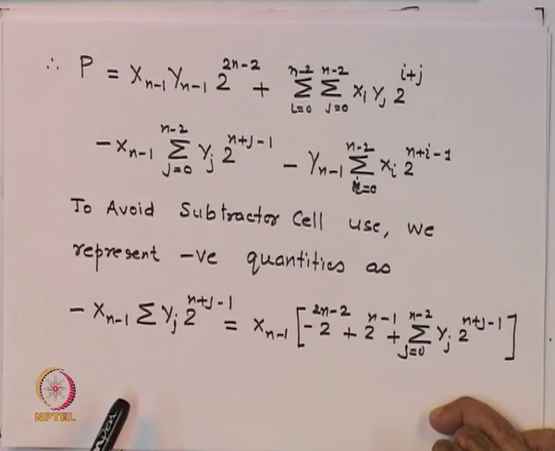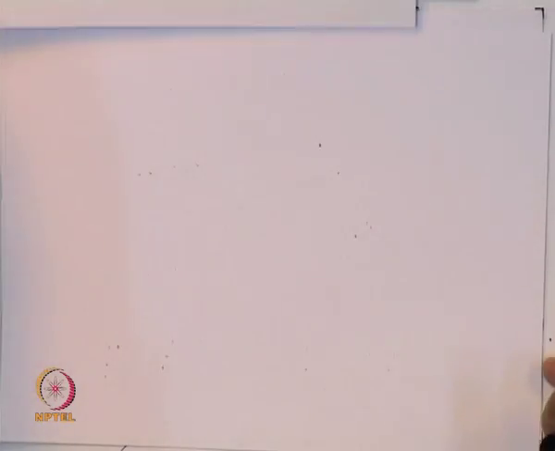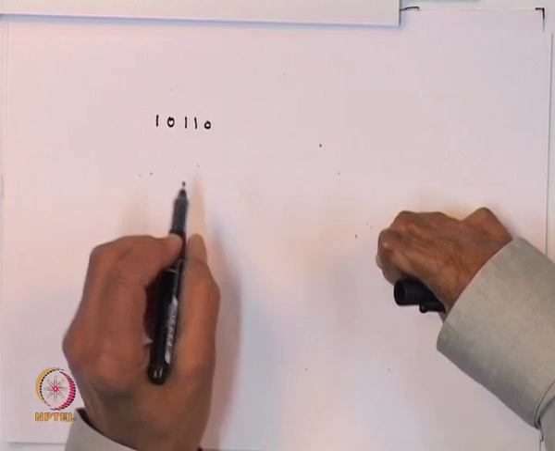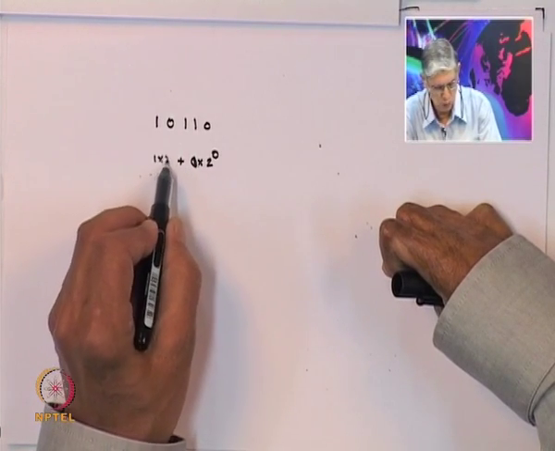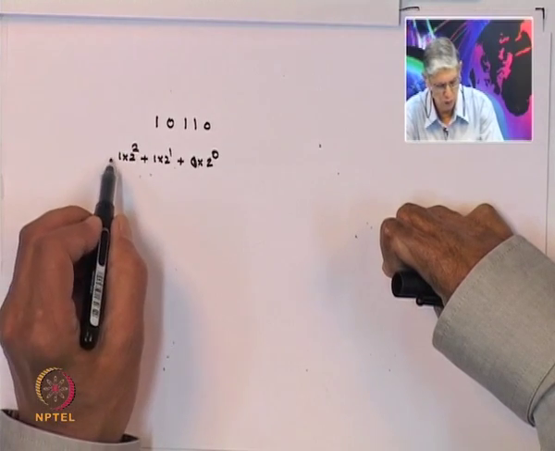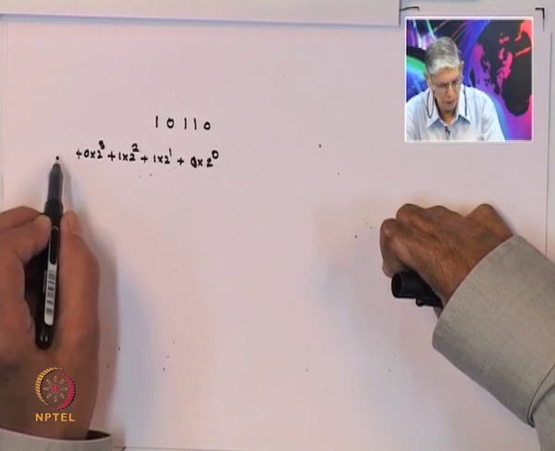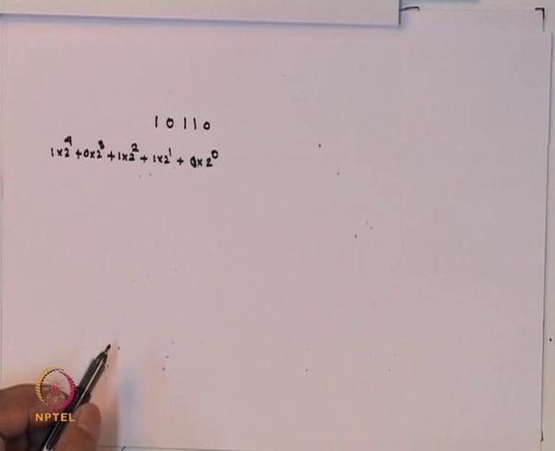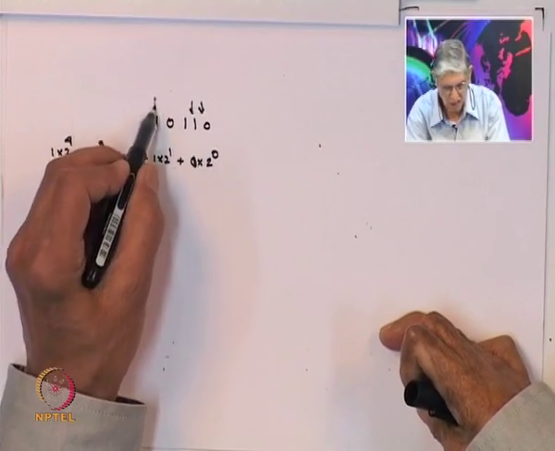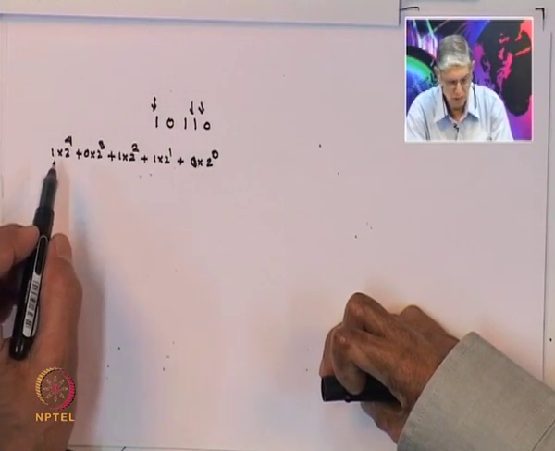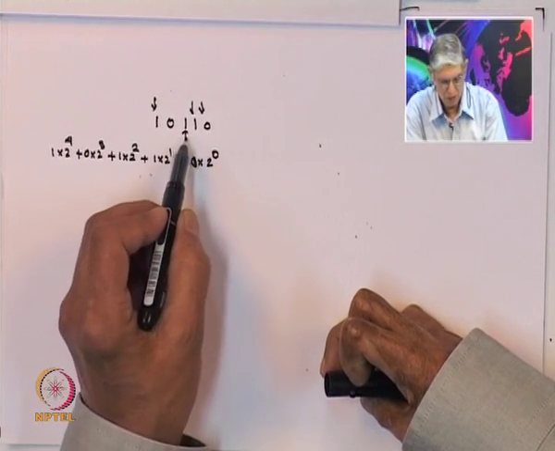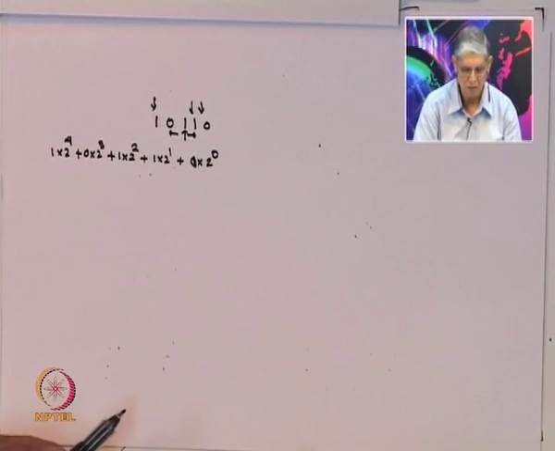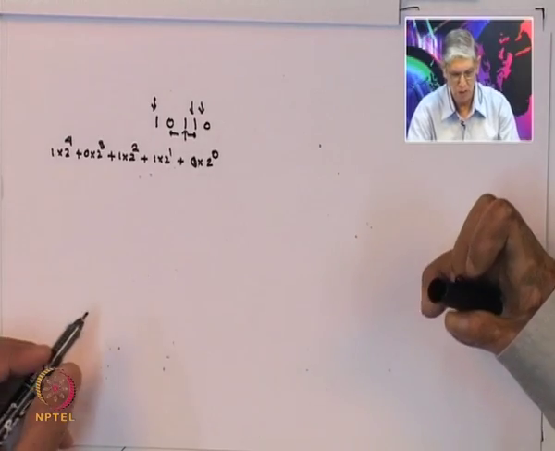Please remember, 2 to the power some number, let me tell you what I am trying to say. If I have a number 10110, what I am essentially saying is 0 into 2 to the power 0 plus 1 into 2 to the power 1 plus 1 into 2 to the power 2 plus 0 into 2 to the power 3 plus 1 into 2 to the power 4. So, every bit position here essentially gives me the 2 to the power coefficient there. So, if I am here and I want to subtract something, I can move my add by this position, and if I shift the position, I am actually doing the equivalent of a subtraction.